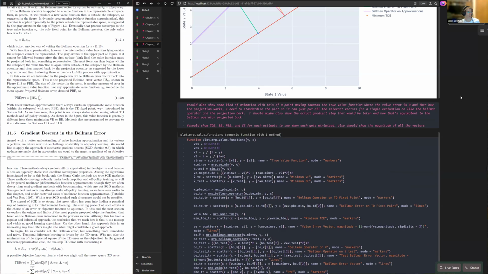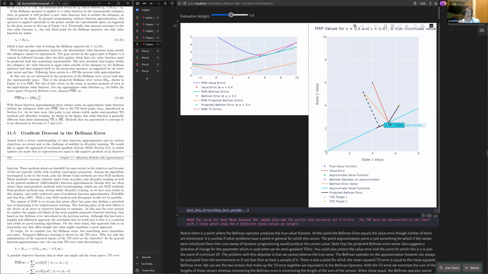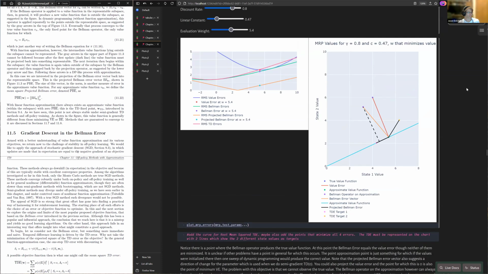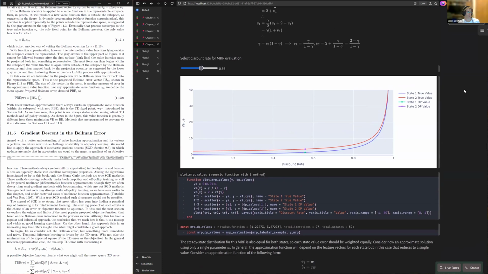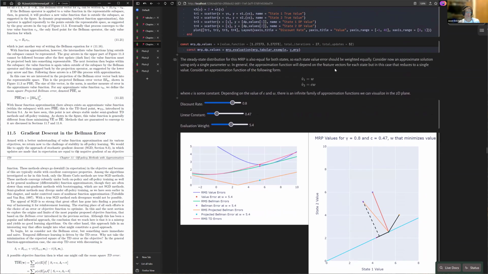But what is a good idea here is to minimize the projected Bellman error, because that ends up being the same as the TD fixed point. And in this case, the projection operator is actually easy to figure out, because for any point here, we just need to find the point on this line where the vector connecting them is perpendicular to the approximation line.